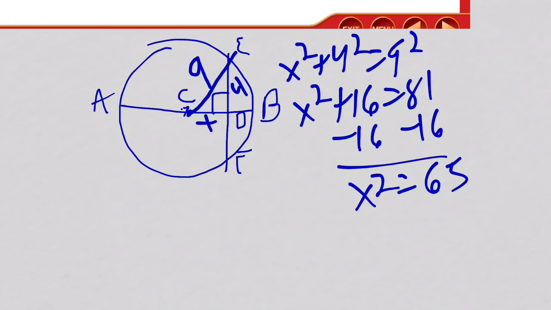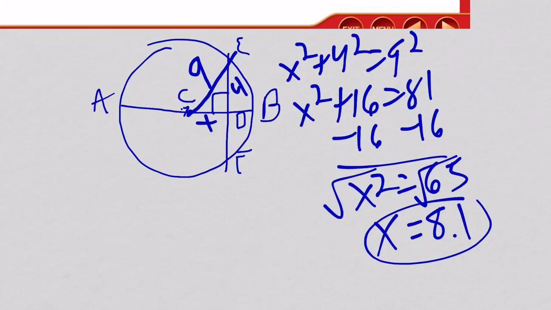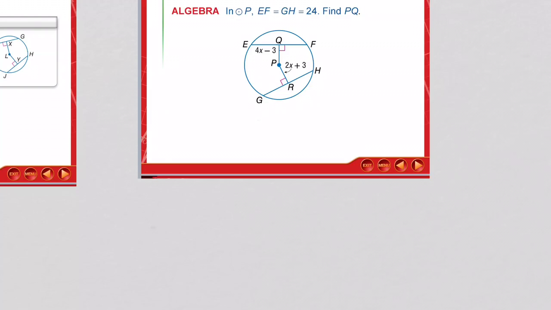So we get x squared equals 65. And then don't forget to square root that 65, and we should get 8.1. And that is the length of CD. That one will take a little practice, but we'll do that in class.